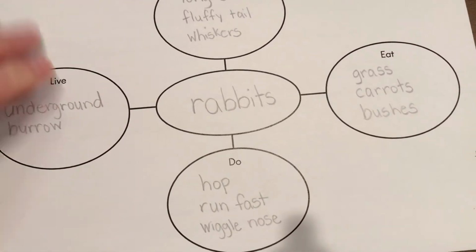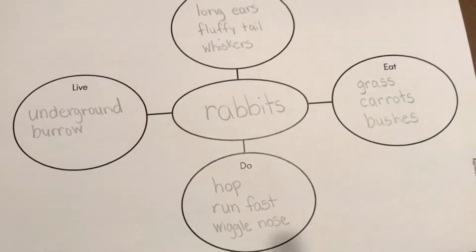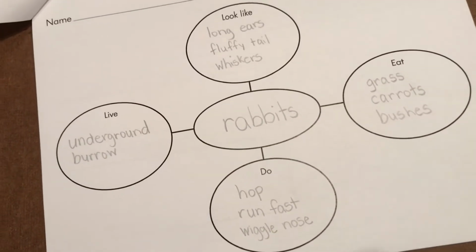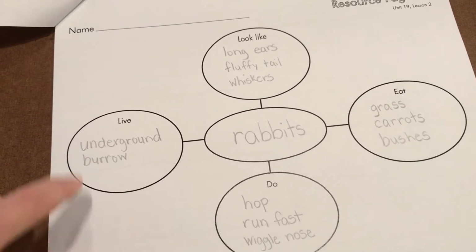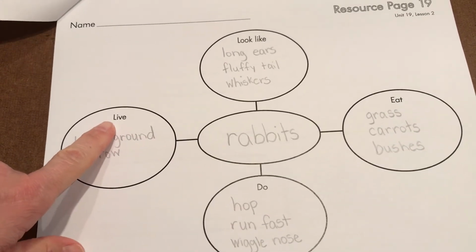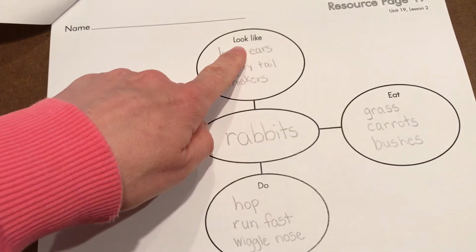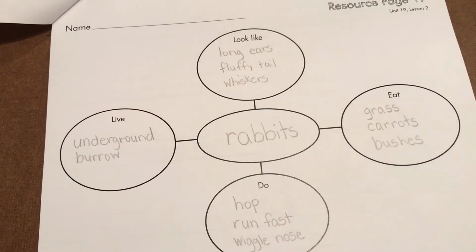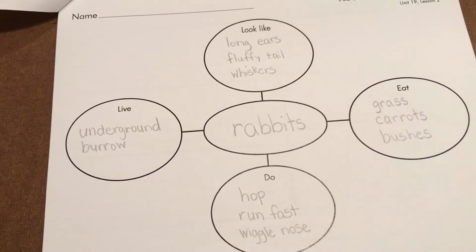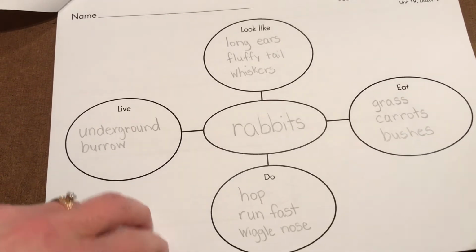Your first page was the web. This is the place that just organized our thoughts so that we know what we're going to write about. So I have where rabbits live, what they look like, what they eat, and what they do. We're going to use this information to write our pages.